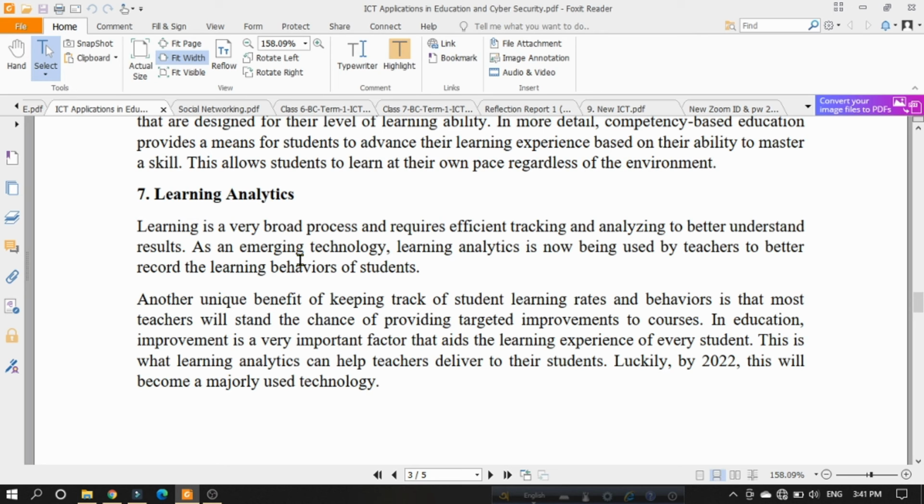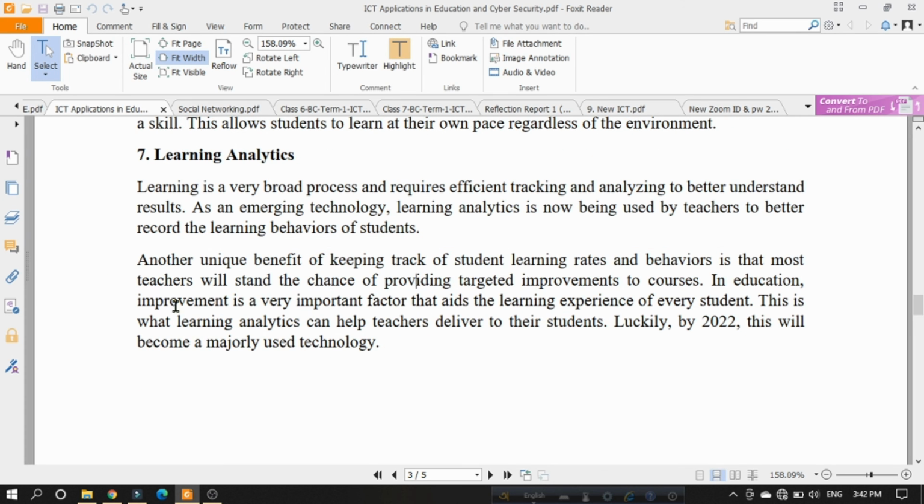As an emerging technology, learning analytics is now being used by teachers to better record the learning behavior of the students. This is the key points of this learning analytics point. Another unique benefit of keeping track of student learning rates and behavior is that most teachers will stand the chance of providing targeted improvements to courses. That means they can keep track of student learning rates and behavior, how much the students are learning, and what is the rate and behaviors of them.